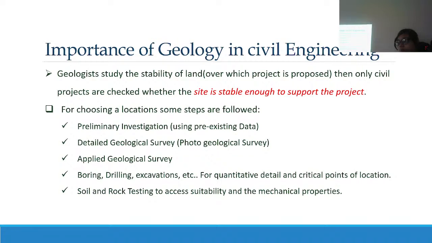And soil and rock testing to check suitability and the mechanical properties.